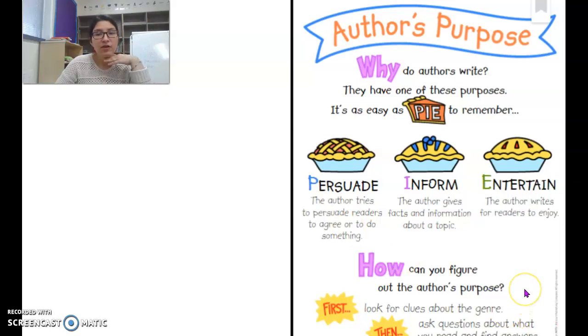But how can you figure out the author's purpose? We'll look for clues about the genre. So if it's realistic fiction, it might just be to entertain you. If it's nonfiction or informational, it might be to persuade you or inform you. And then ask questions about what you read and find out the answers.